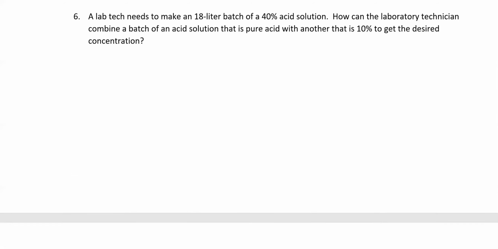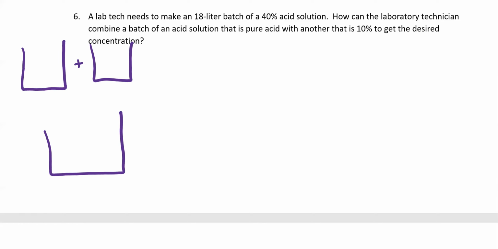A lab tech needs to make an 18-liter batch of 40% acid solution. How can the laboratory technician combine a batch of an acid solution that is pure acid with another that is 10% to get the desired concentration? Again, I like to think I'm mixing 2 drinks, 2 buckets. I'm going to add those 2 mixtures together to get what I need. The lab tech needs to make 18 liters. So that's my amount, 18 liters of 40%.